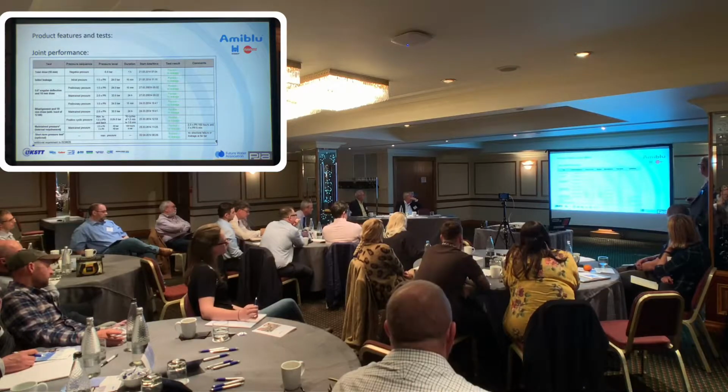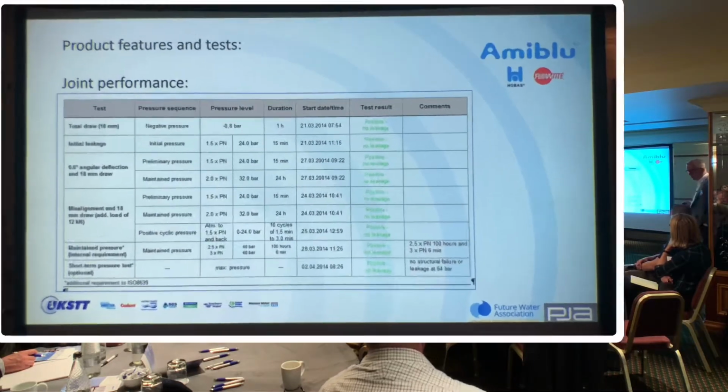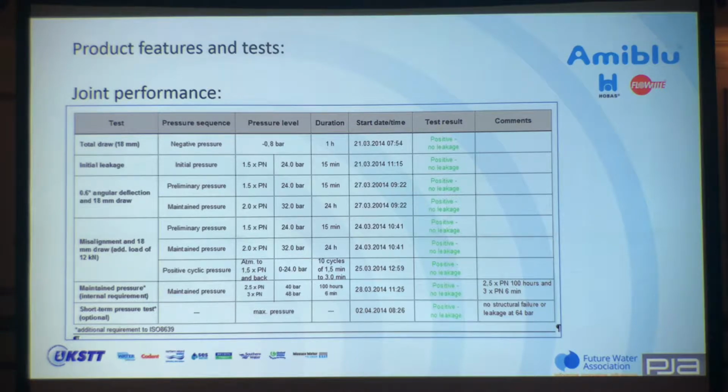Joint performance. When we have a gravity pipe, PN1, we test our joints at 2 times PN. So a PN1 gravity pipe is tested, the joint is tested at 2 bars. This is an example of a PN16 pipe, so it's tested at 32 bars.